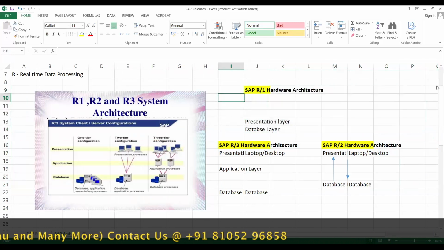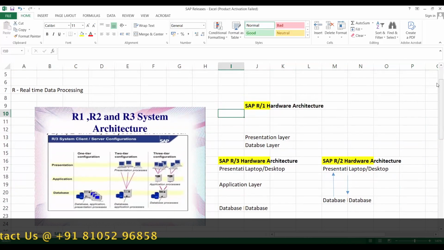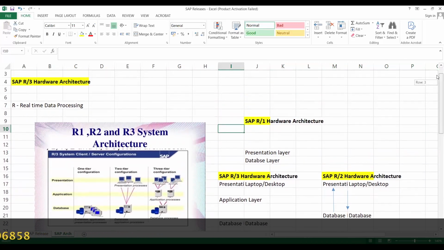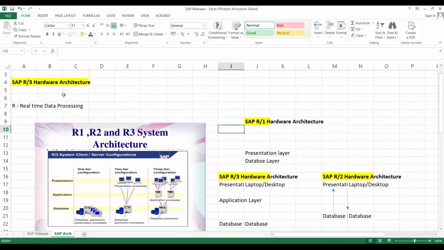So when we talk about R3, R3 is the latest one. That's why we are calling it the R3 hardware architecture, wherein R stands for real-time data processing. This is the technical part. When we discuss R1, R2, R3, first R1 was launched by SAP.